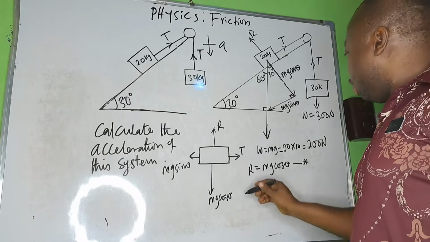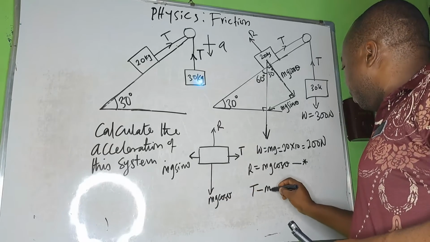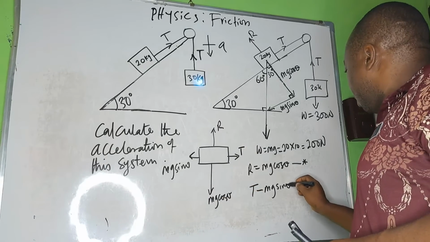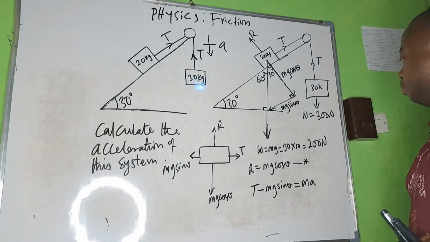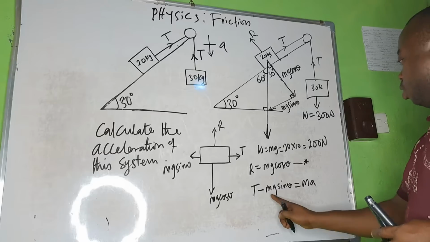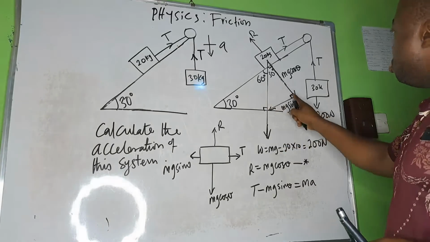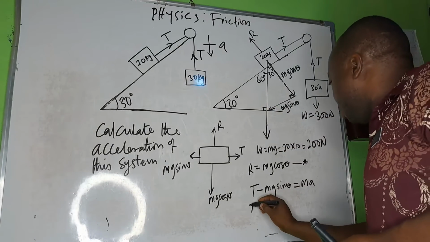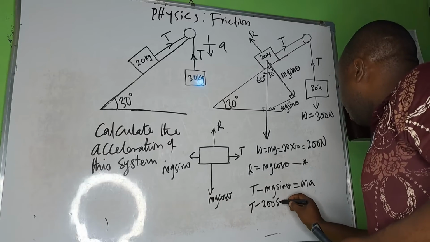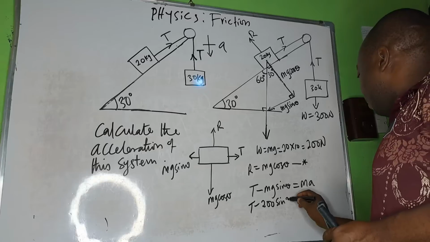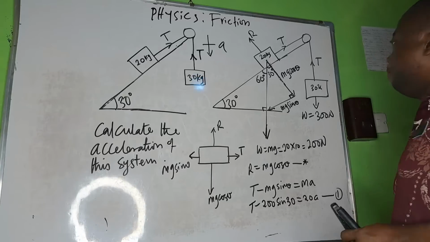So the net force will be tension minus mg sin theta equals the linear acceleration times mass. Okay, so mg is weight, is 200 Newton. So we have T minus 200 sin 30 equals 20A. We call it equation 1.